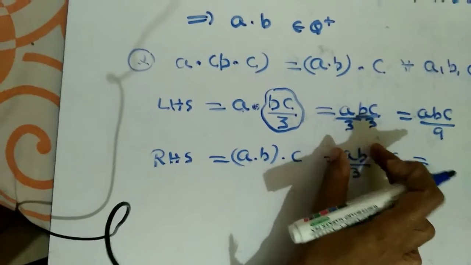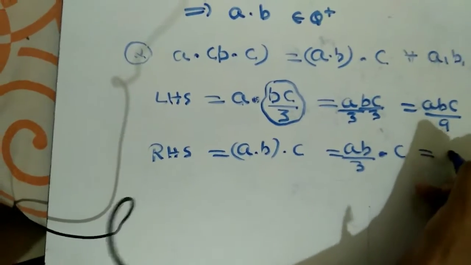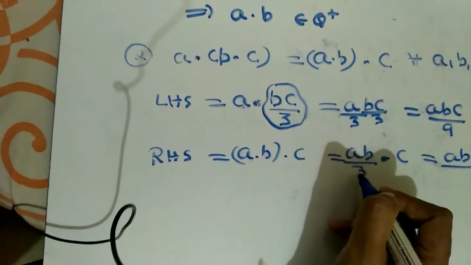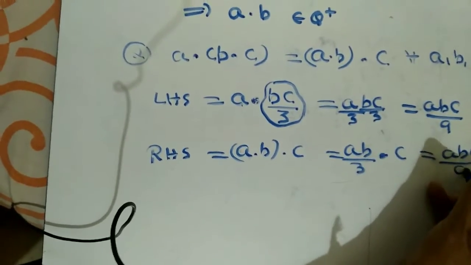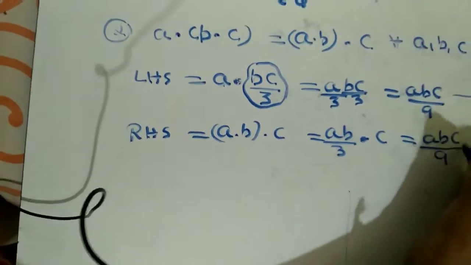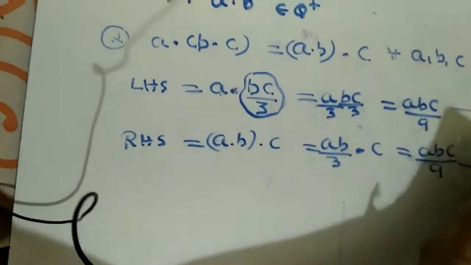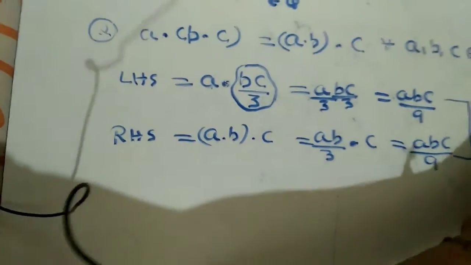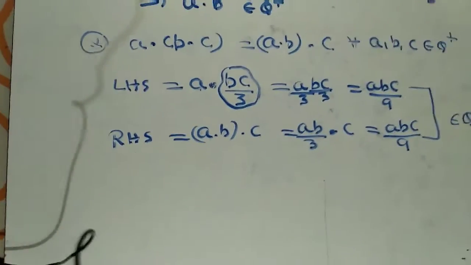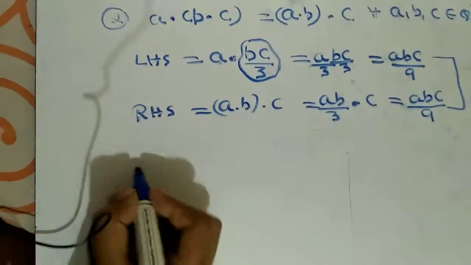This is your one element and this is another element. So at that time, (A, B, C) divided by... here already one 3 is there. If another 3 will come, 3 3 is nothing but 9. Just look at here, LHS is equal to RHS, and this also belongs to positive rational numbers. So it means here the associative law is satisfied.